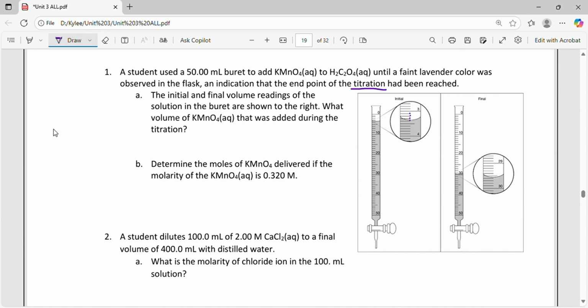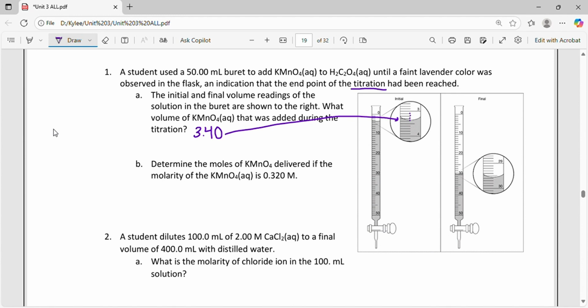And when we're reading volumes, especially off burettes, because we always estimate one additional digit, if it's exactly on the 3.4 line, I would call that 3.40. If it was a little bit above that line, I might estimate it to be slightly different. So I'm going to say that this burette is reading 3.40.